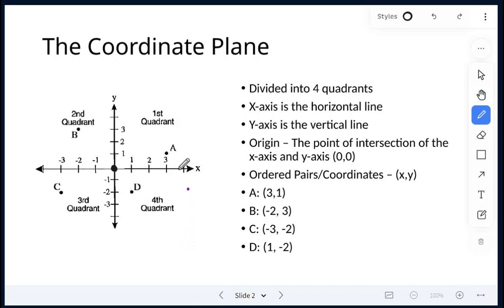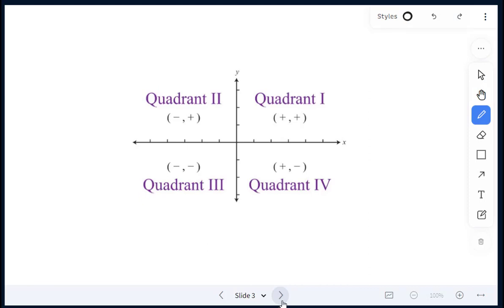All right, so 4 quadrants, we start here. That's our first quadrant, and then we move counterclockwise. So second quadrant, third quadrant, fourth quadrant. What you'll notice with the quadrants is in quadrant 1, x and y are both positive. In quadrant 2, x is negative, y is positive. In quadrant 3, both x and y are negative. And in quadrant 4, x is positive, but y is negative.